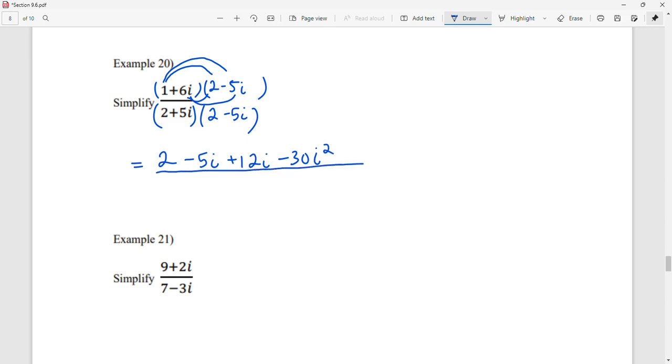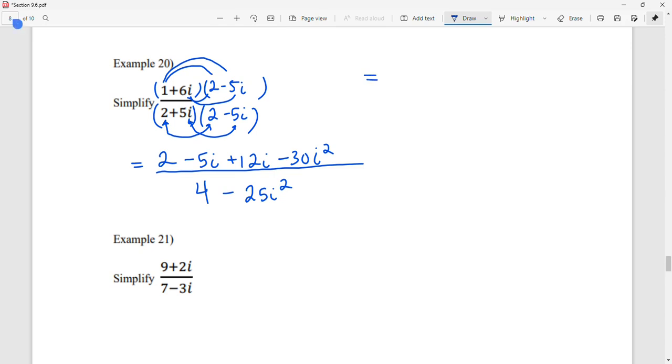We gotta FOIL out the bottom. But since the bottom are conjugates, we could use the shortcut. So we'll multiply 2 times 2, which gives us 4. And 5i times negative 5i is going to give us negative 25i squared.